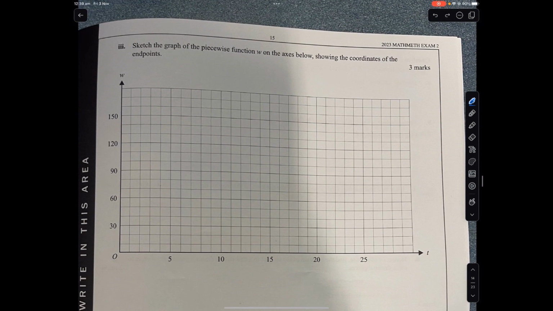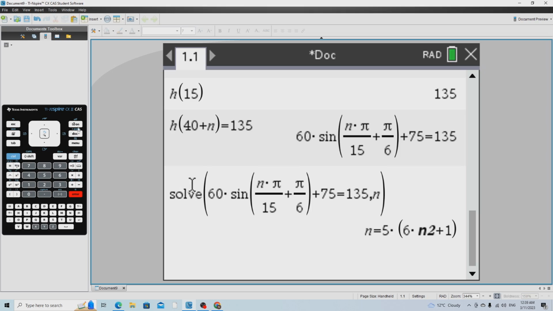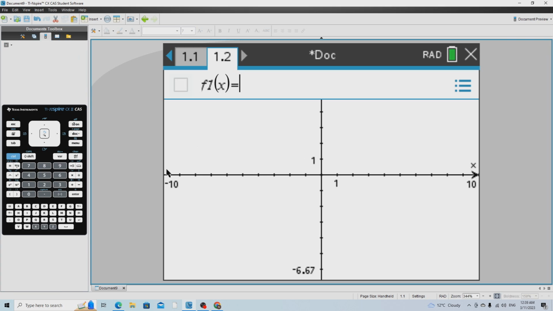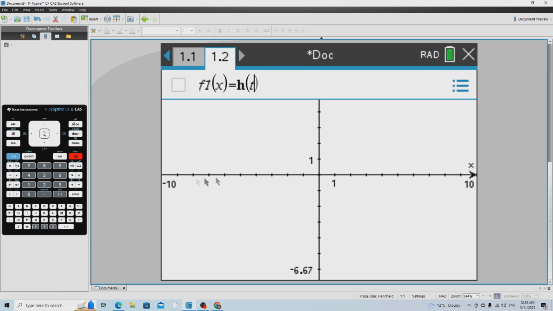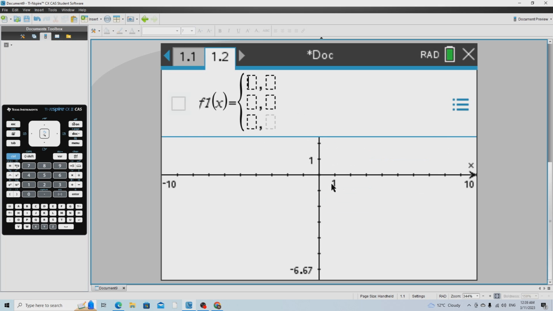All right, good. Next question. Sketch the graph of the piecewise function w on the axis shown. Show that the coordinates of the... Okay, this is easy. Let me just go on top and sketch that on my calculator. So we've got h of t. Actually, let me go on here. Piecewise function, 3 pieces. Actually, we need to get it in terms of x.